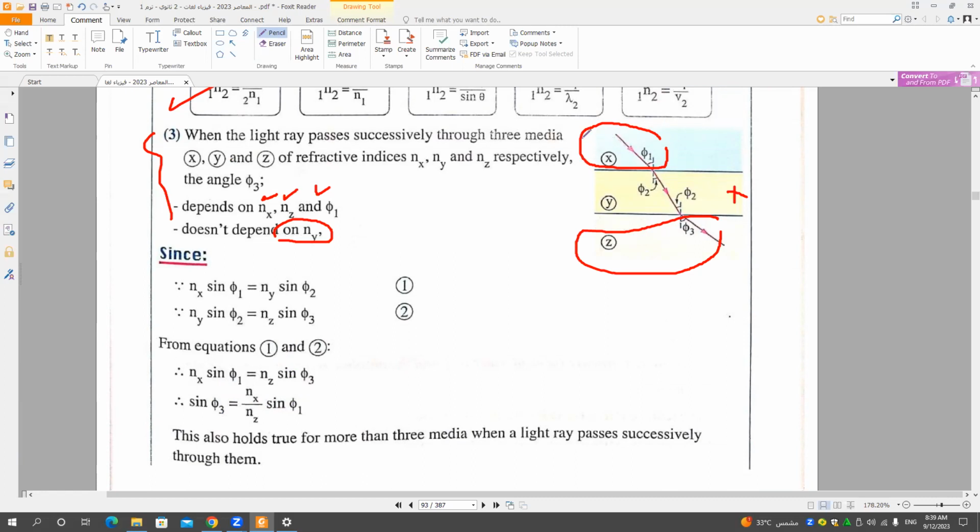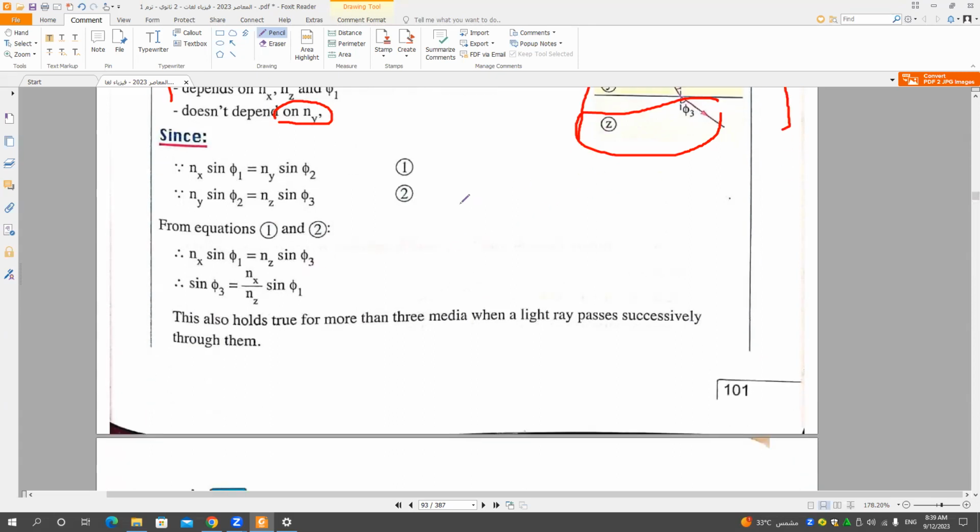So if we have three different media, we can deal with two media only. Why? Medium Y will be cancelled from the relation between NX and NY and NY and NZ. So it depends on the first medium and the third medium, not the medium in the middle. This holds true for more than three different media. If we have four types of transparent media, we deal with the first and the last one, not the middle ones.